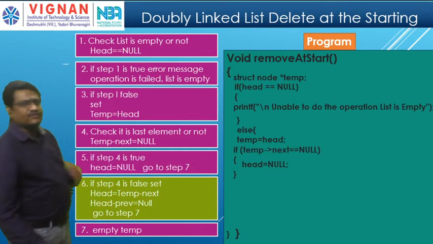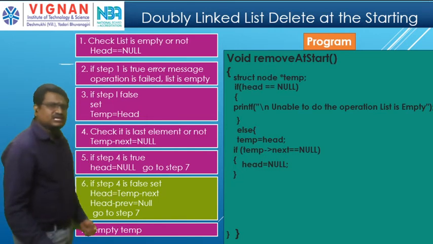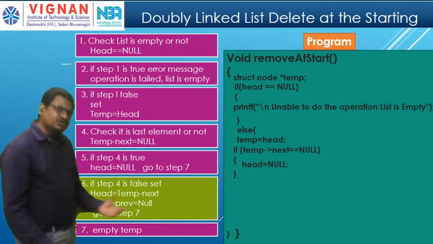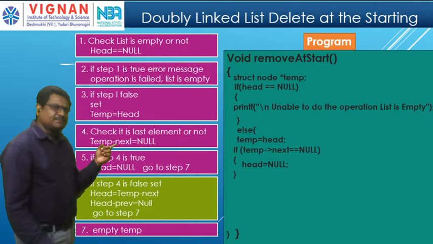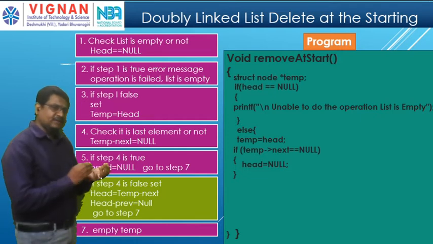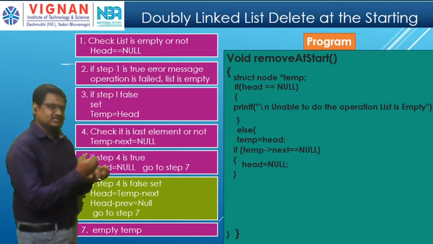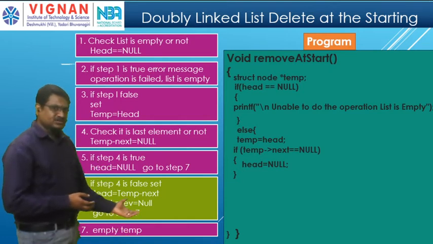Then if it is false, then I will go to the sixth step. In the sixth step, what am I going to do? Here the fourth step being false means I have more than one element in the double linked list. So I will delete the first element and move the head to the next element. Why? Because I'm deleting at the starting. Am I right?